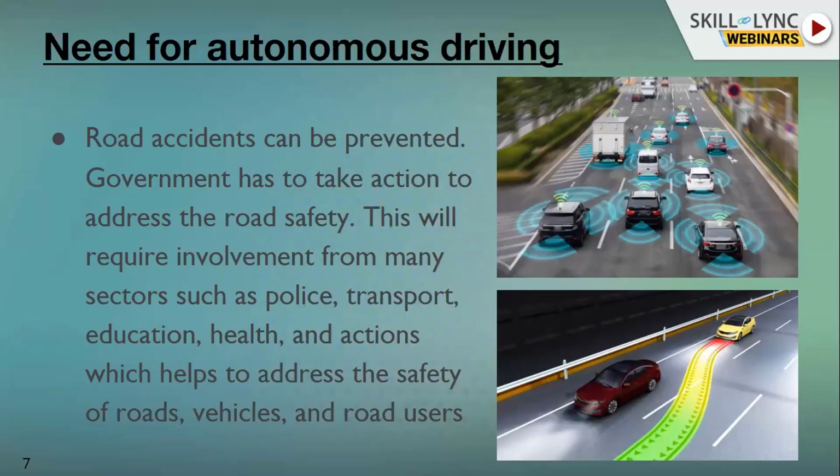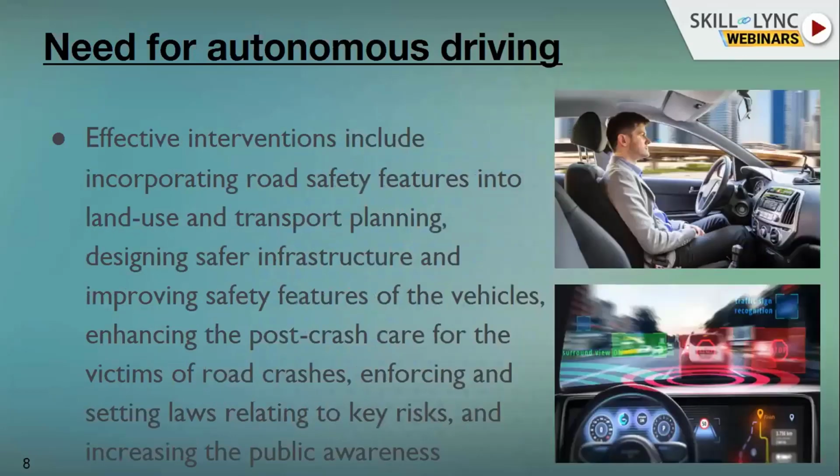Coming to the next slide, to prevent this, a lot of intervention is going on in the automotive industry, like incorporating road safety features into land use and transport planning. In the automotive industry, we are planning a lot of innovations to mitigate accidents caused by different use cases and different circumstances.